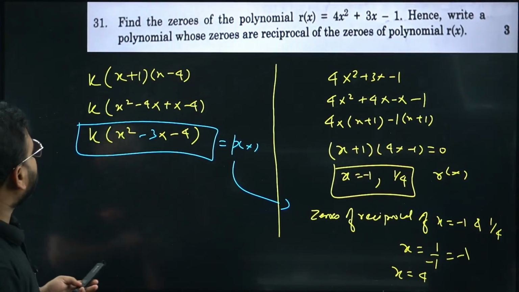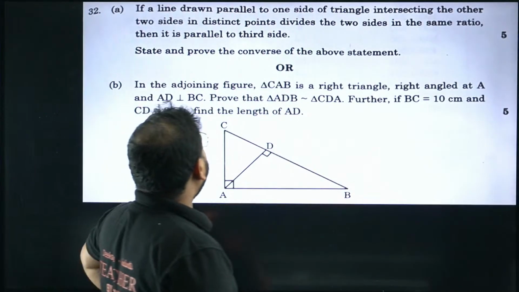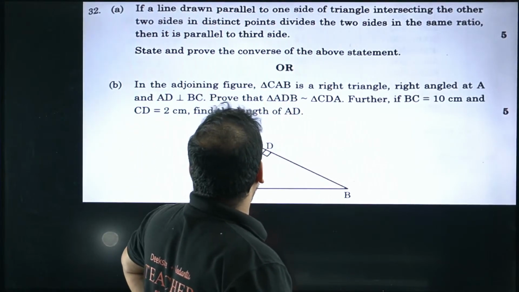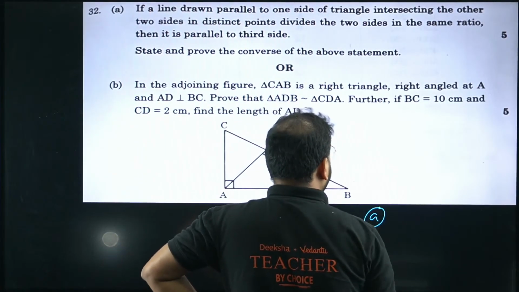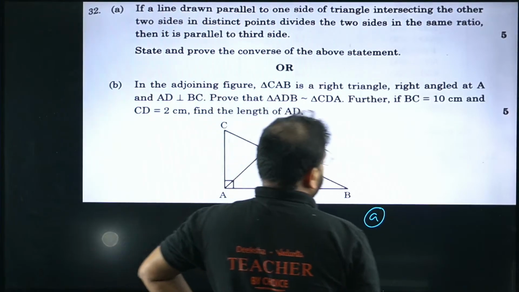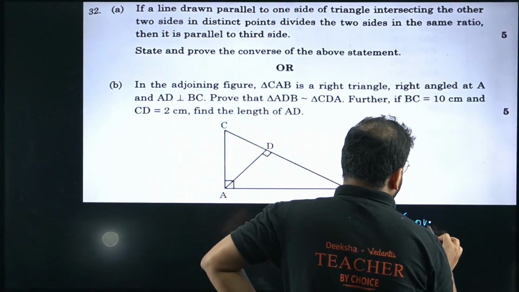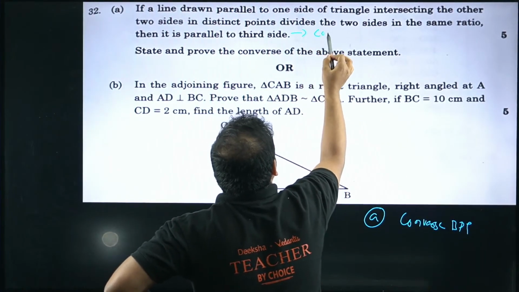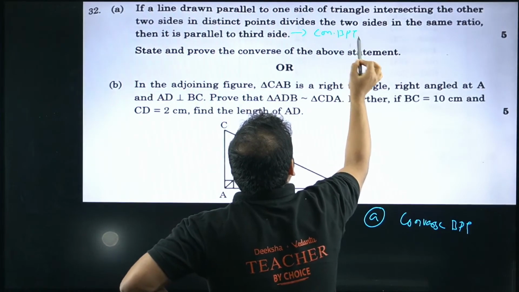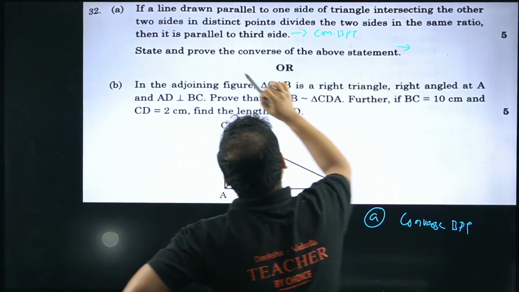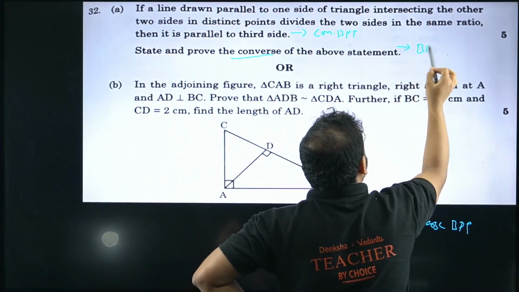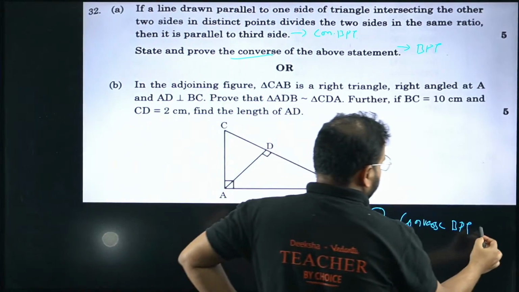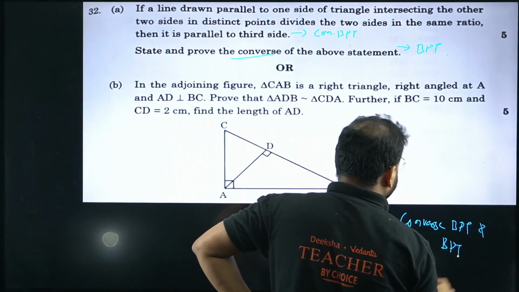Okay, so what we have now, 32. If a line drawn parallel to one side of the triangle, okay, that's nothing but converse BPT. Please check here. Part A, it has two parts in it. So they are saying that first part is converse BPT, and this part is converse BPT, right? Converse BPT. And what is this part? Converse of converse means simply BPT, right? Please check. Okay, so BPT and converse BPT you have to prove. That's the answer for this one.